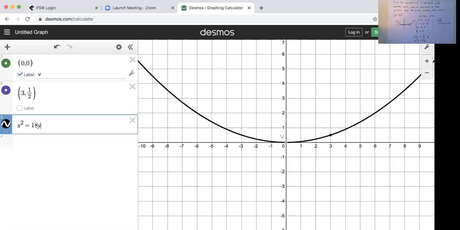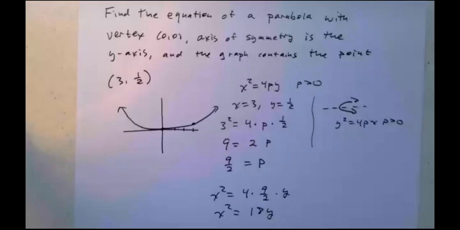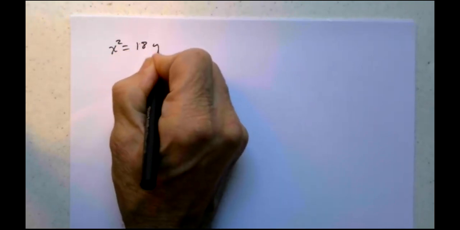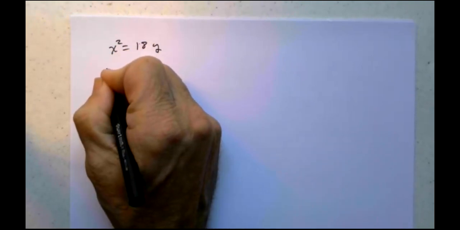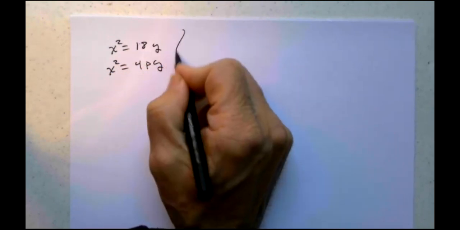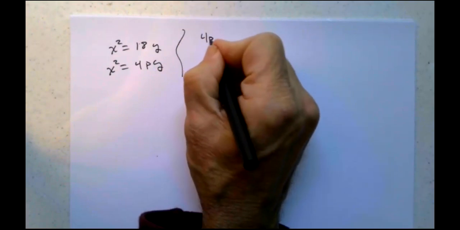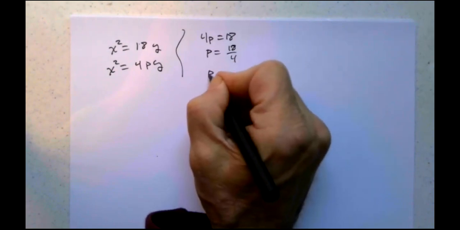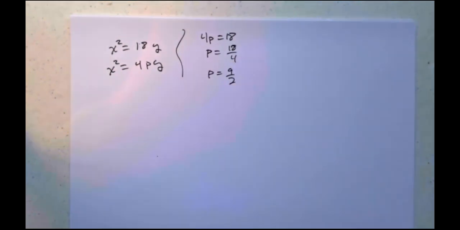While we're at it, can we figure out what the focus and directrix are here? So we have x squared equals 18y. Remember, to find the focus and directrix, we need x squared equals 4py. We've already done this. I'm just doing this for emphasis. So if that's the case, then 4p is 18. P is 18/4. P is 9/2.